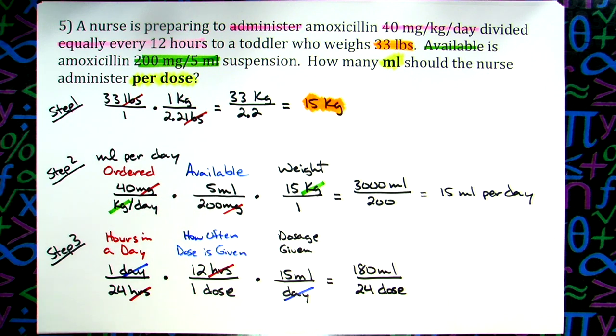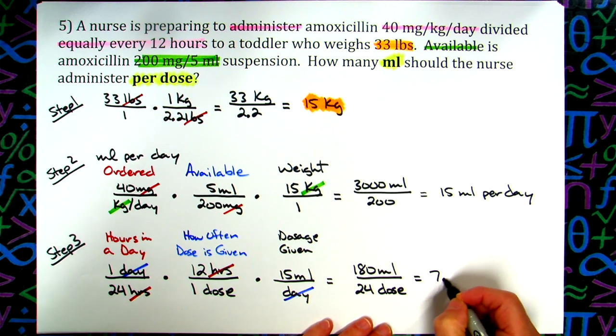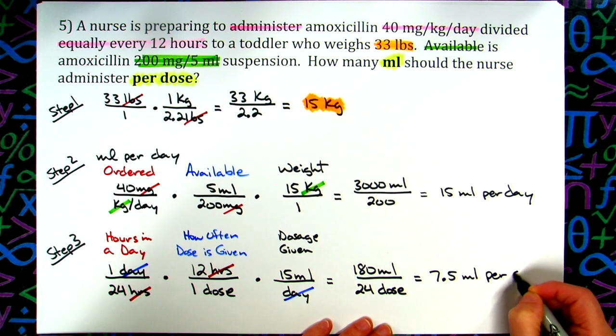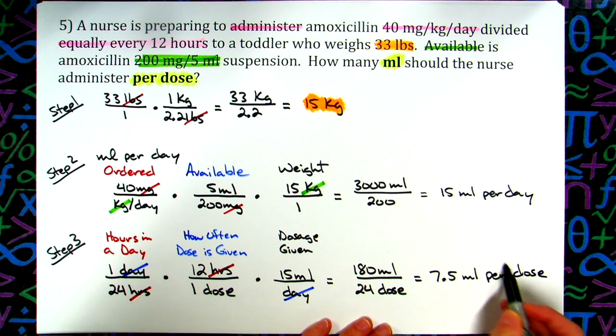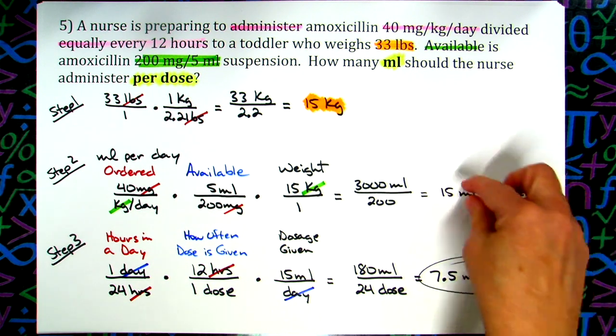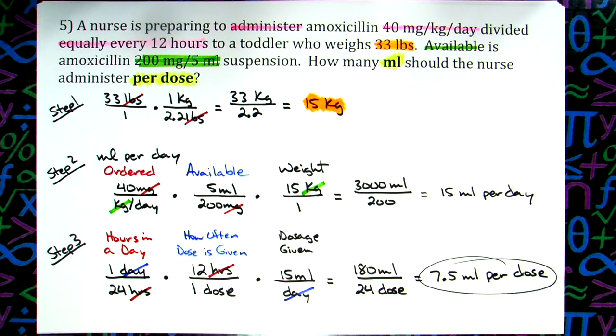So going ahead and dividing that, 180 divided by 24, that's going to give me 7.5 milliliters per dose. All right, so like I said, this is not the only way to do it. You would not have to do unit analysis here. You can use some reasoning skills and just know that you're supposed to divide that by 2 because you're giving it every 12 hours. There's 24 hours in a day.